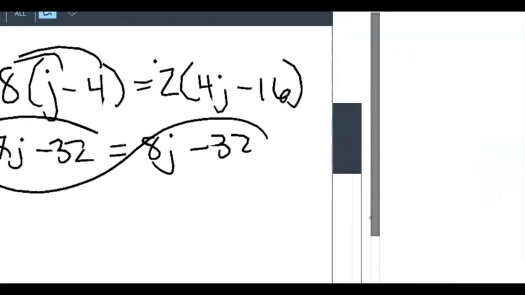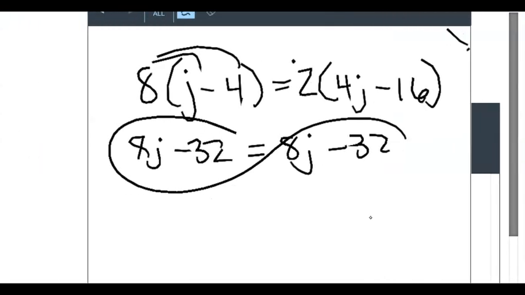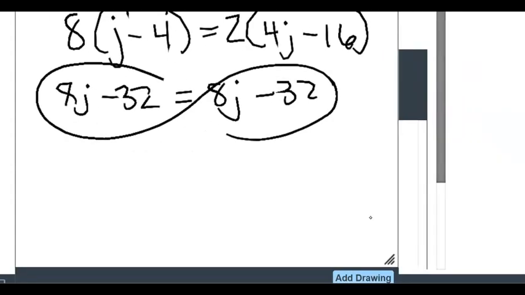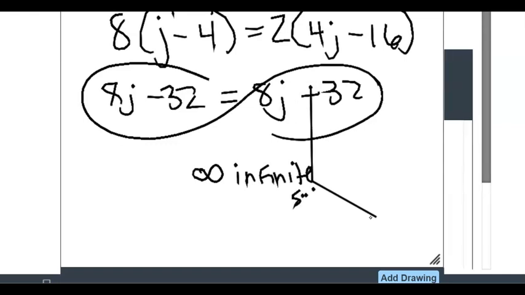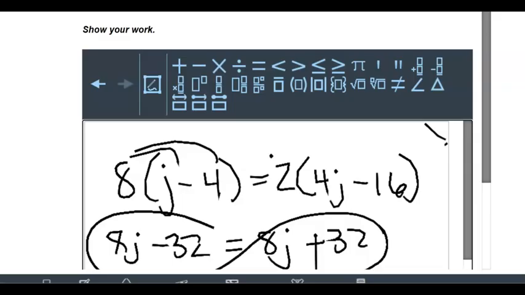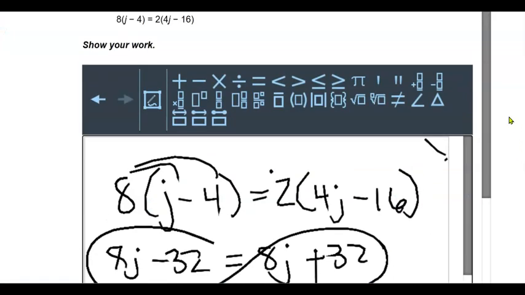You see that? Oops, my screen's going crazy. When the left side and the right side are a perfect match, we have infinite solutions. Ooh, this is annoying. So I'm going to add my drawing, and now I'm done.